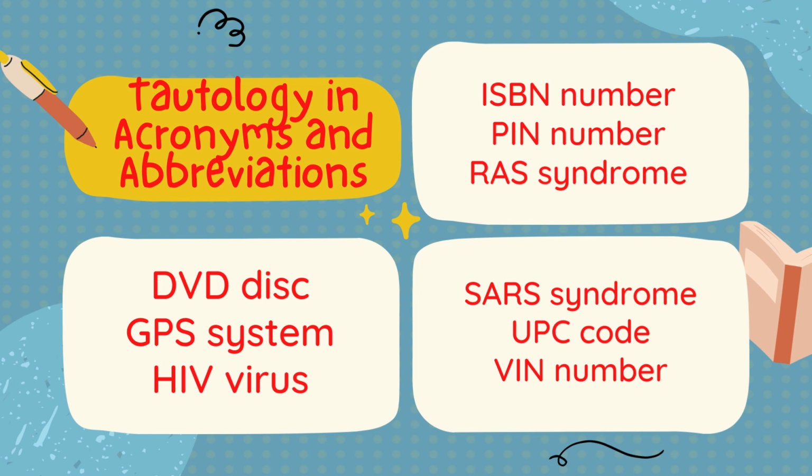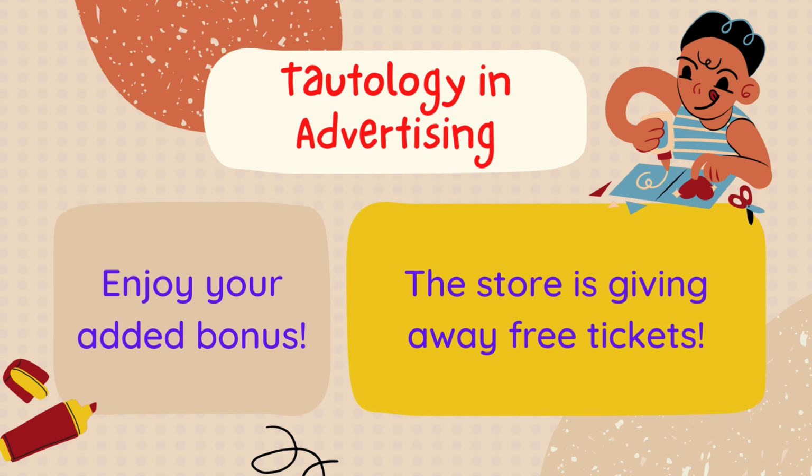We also have tautology in acronyms and abbreviations. And we have here, like, DVD disc. This is a common error because DVD, the last D, the second D, stands for disk. GPS, S stands for system. HIV, V stands for virus, and so on. We have ISBN, PIN, and RAS. So when you say PIN number, it's redundant. SARS syndrome is redundant because S stands for syndrome. We have UPC code and VIN number, which is also redundant.